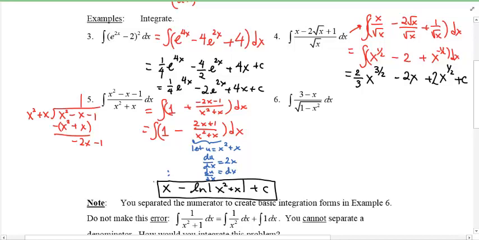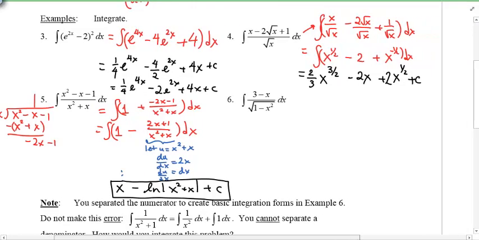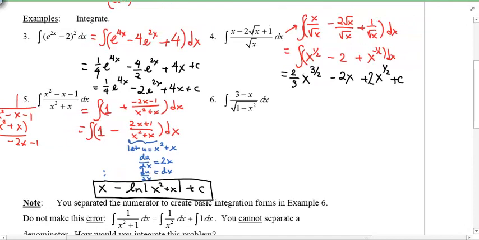All right. And then the last one here, number 6. In this case, I'd suggest we split up the numerator. So once again, it's like number 4, where you have one monomial in the denominator. You can rewrite this as the integration of 3 over root 1 minus x squared, minus the integration of... or maybe what I'll do is this instead. Minus x over root 1 minus x squared, the whole thing with dx.